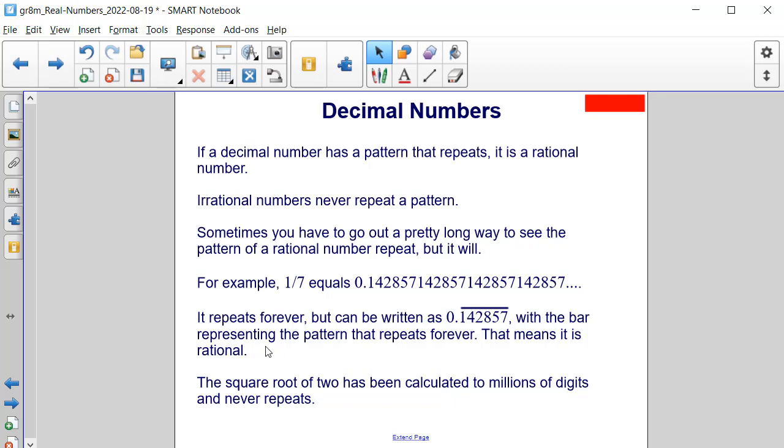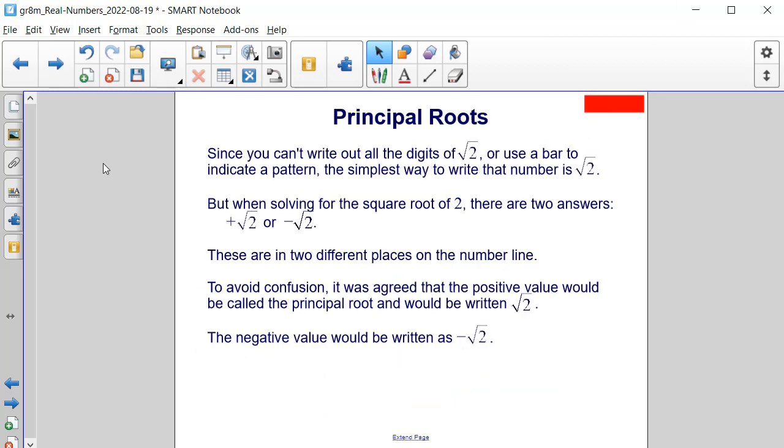And this is representing the pattern that repeats forever. That means it is a rational number. And the square root of 2 has been calculated to millions of digits and never repeats. Since you can't write out all the digits of the square root of 2 or use a bar to indicate a pattern, the simplest way to write that number is the square root of 2.